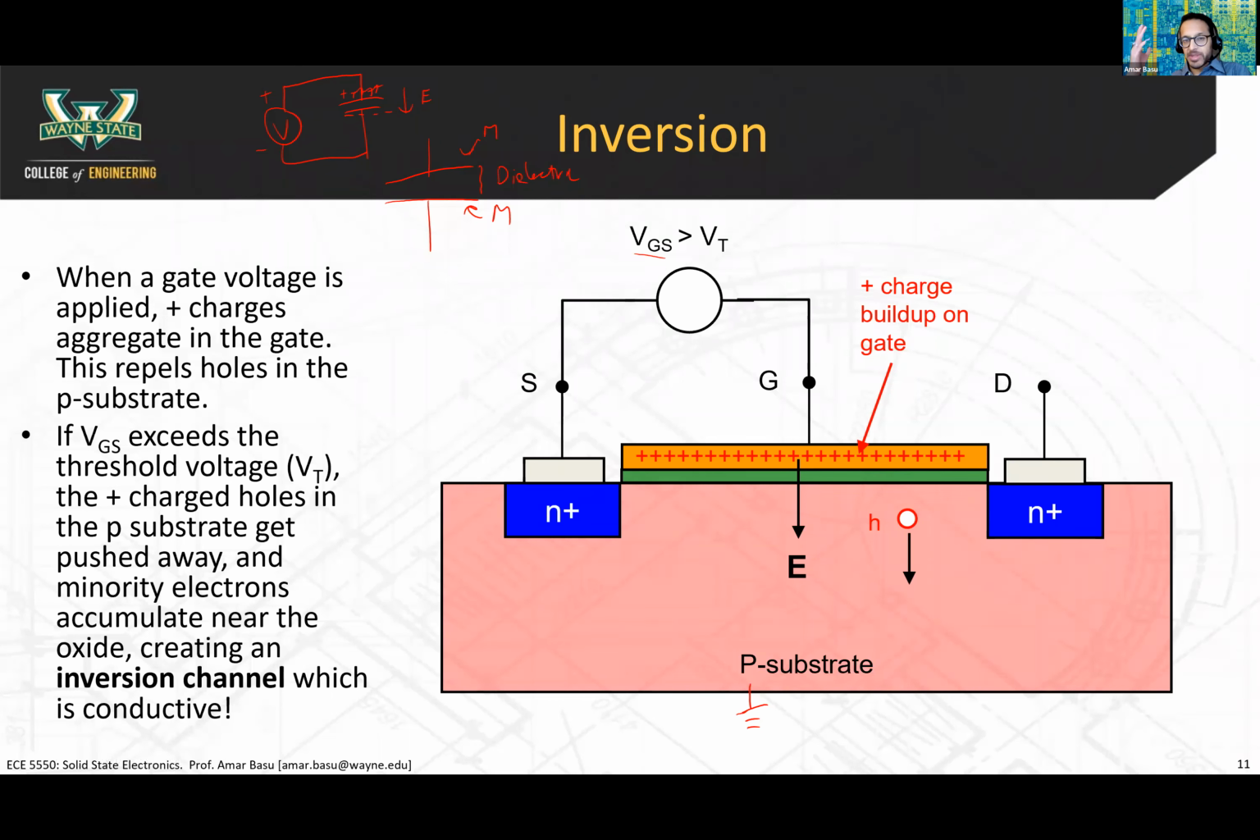And the electrons, what happens to the electrons? Someone in the class. They get pulled up. They get pulled up. That's right.